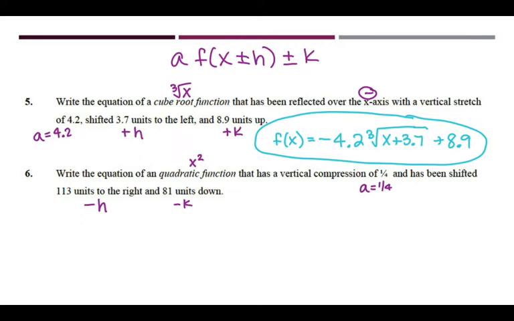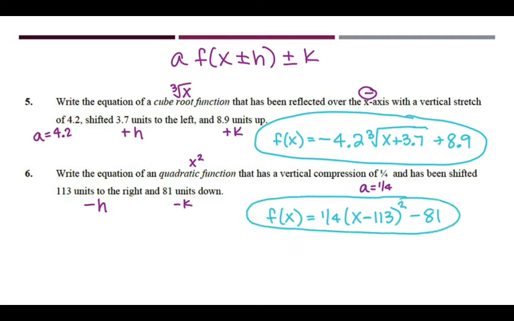So writing the function, f of x equals, no negative since there was no reflection, but I have 1/4, and then this is x squared. So x, let's see, minus 113, since I'm moving 113 units to the right, squared, minus 81, since I'm moving 81 units down. And voila, there's your equation.